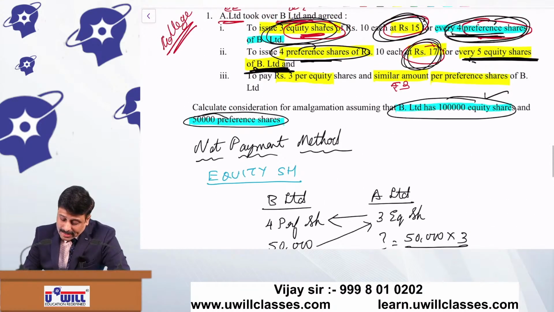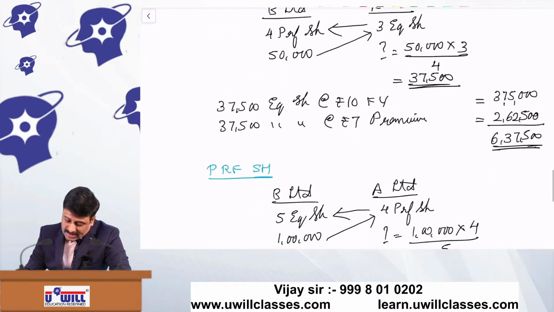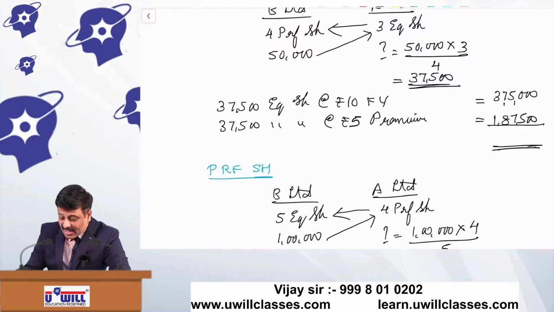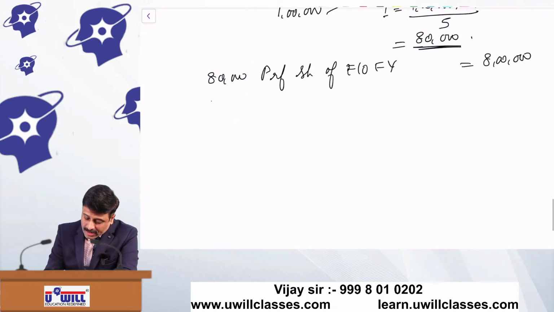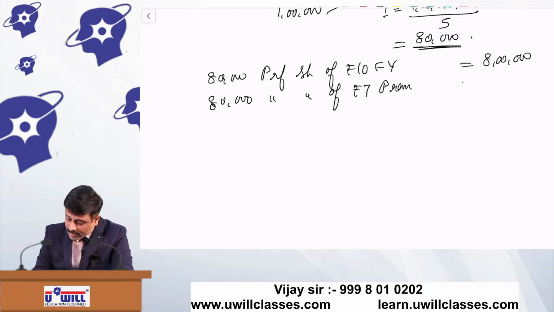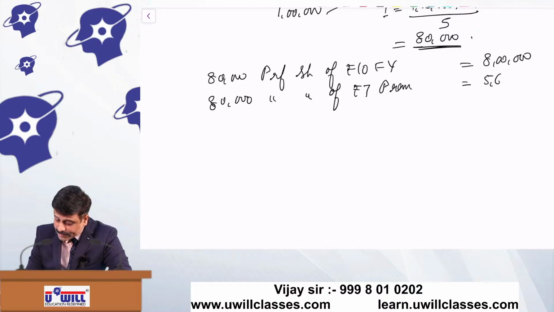Okay, I have made one mistake. In the case of equity shares, the premium was 5 rupees, so this won't be multiplied by 7, this will be multiplied with 5. So the amount will not be 2,62,500; 37,500 into 5 will be equal to 1,87,500. So 3,75,000 plus 1,87,500 will come to 5,62,500. Right? And here the premium is 7, so for the same 80,000 preference shares, the premium will be 7 rupees. So 80,000 into 7 is 5,60,000.